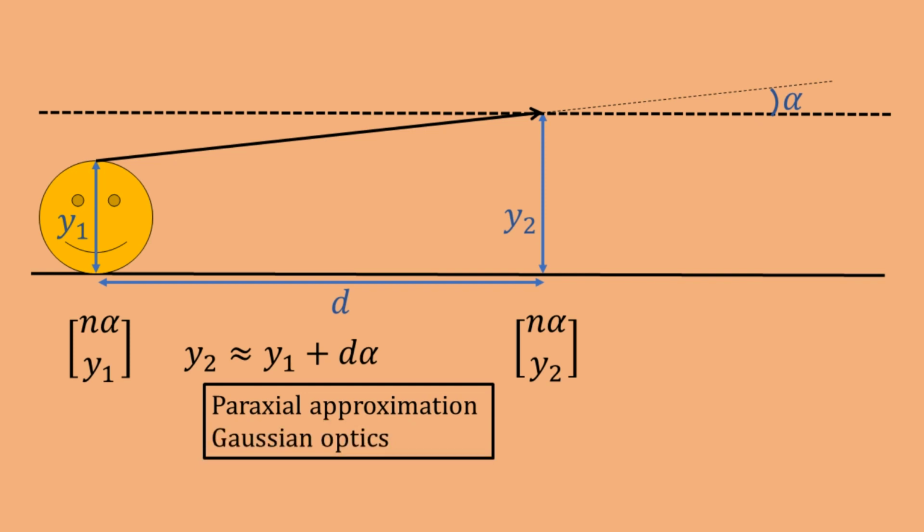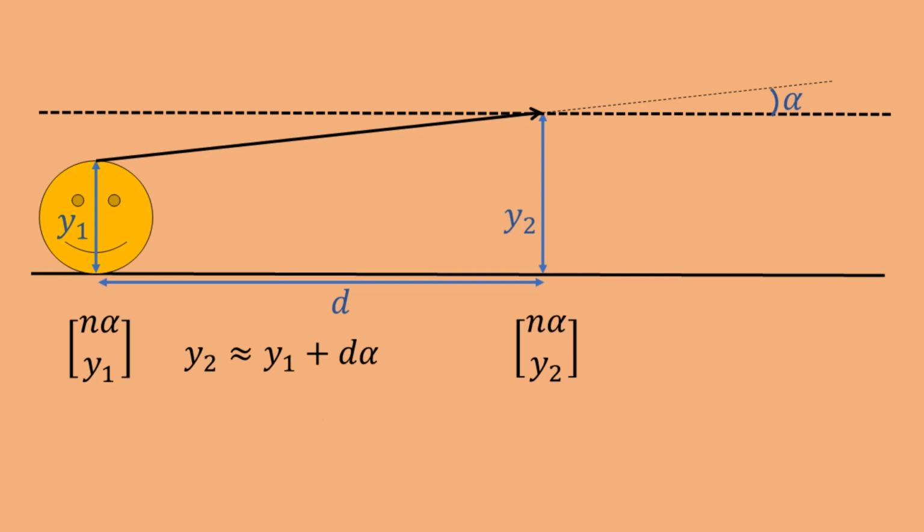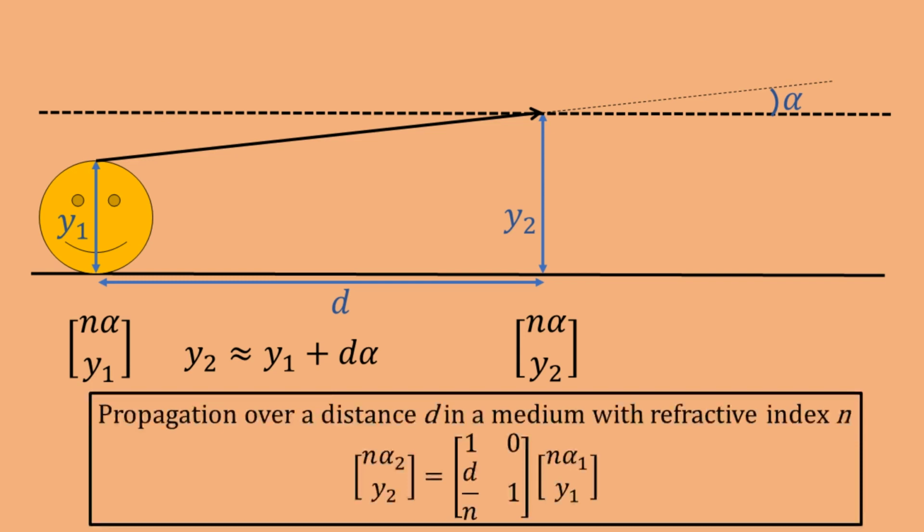Anyway, returning to our original discussion on finding the propagation matrix, y2 is approximately equal to y1 plus d alpha, and the angle alpha that the ray makes with the optical axis doesn't change after propagating. So we can define the following matrix that describes propagation by a distance d. This matrix says that alpha2 is equal to alpha1, and that y2 is equal to y1 plus d alpha1. Now let's see if we can find the transfer matrix for a thin lens.